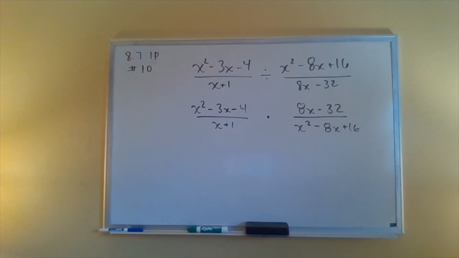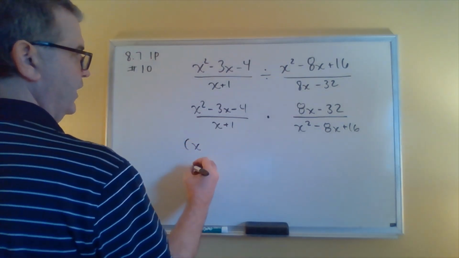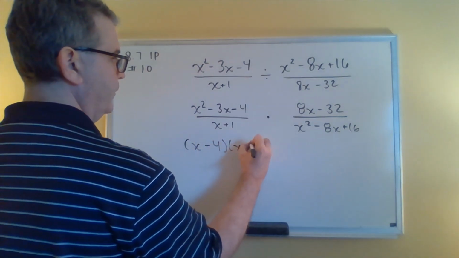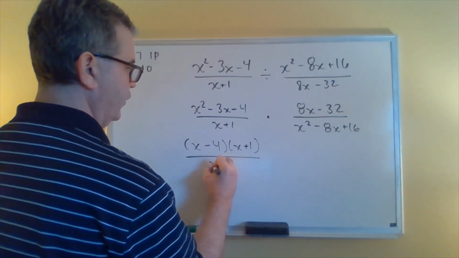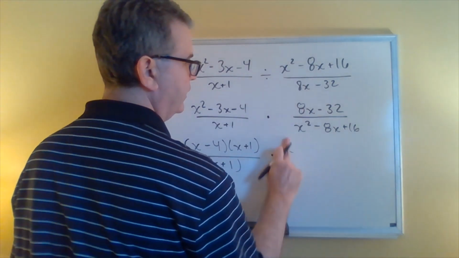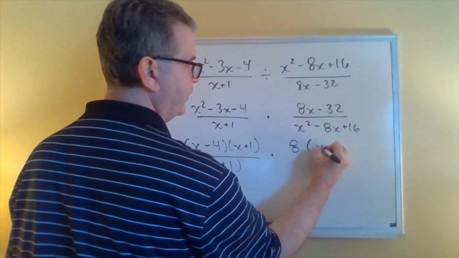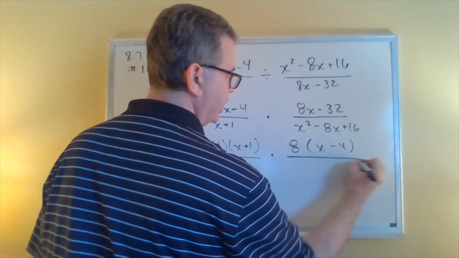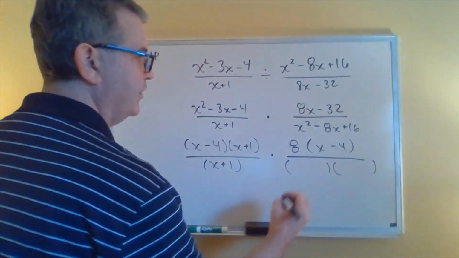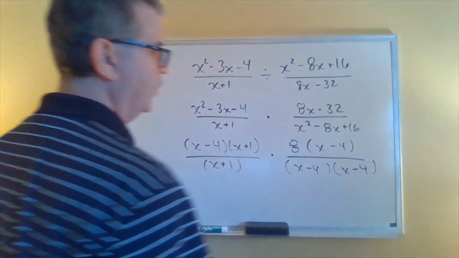Now we factor each numerator and denominator. So we're going to factor this first numerator. We will get x minus 4 times x plus 1. Our denominator here is already factored at x plus 1. We're going to multiply that by, I can take a greatest common factor of 8 out of my numerator, and that'll leave me with x minus 4. And my denominator, when I factor that, is going to be x minus 4, x minus 4.